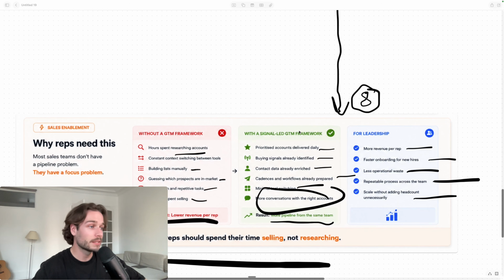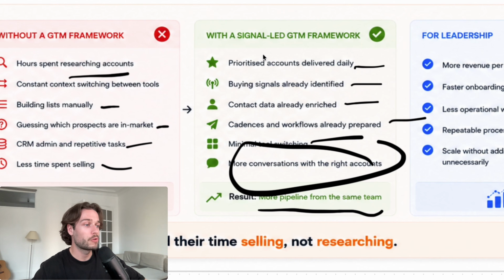Now, with a signal-led go-to-market framework, your reps get prioritized accounts delivered daily. They get buying signals that are already identified. They're getting contact data that's already enriched. Their cadences and their workflows are already prepared. Okay, they've got minimal context switching here.